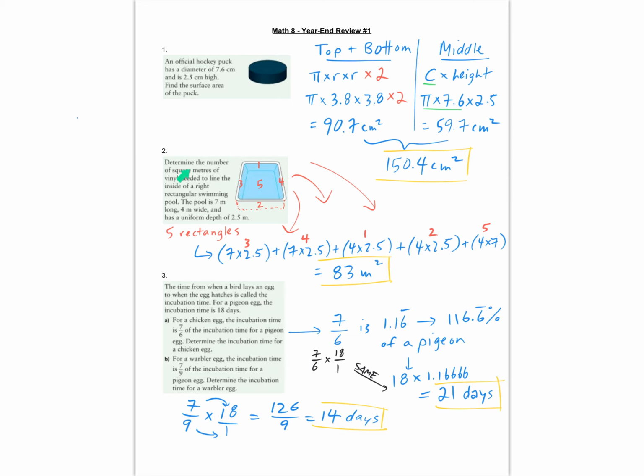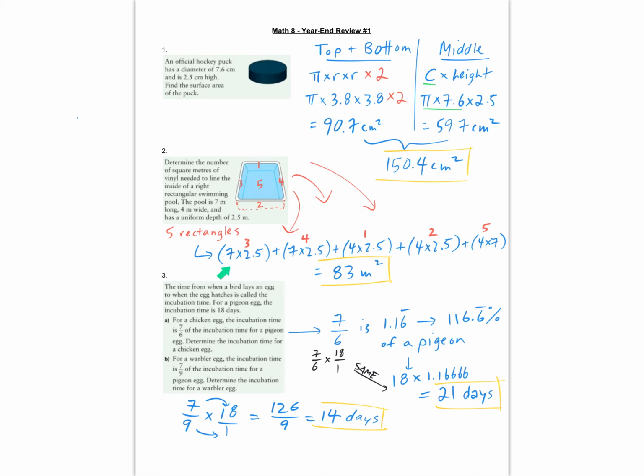Okay, next one. Determine the number of square meters of vinyl needed to line the inside of a right rectangular swimming pool. 7 meters long, 4 meters wide, and the depth is 2.5 meters. So the lining on the inside of this rectangular prism pool is basically we've got these sides. This side here is a rectangle, and this side closest to us, labeled number 2, is the same as 1. So 1 and 2 are the same. And we've got the sides here, 3 and 4. And then we have the bottom of the pool, which is 5.